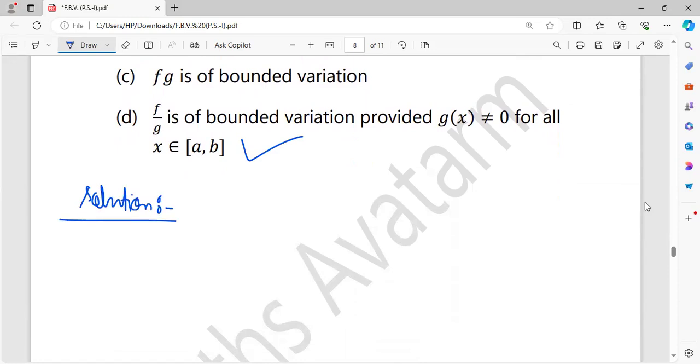You take this function f(x) is equal to 1 on [0, 1]. That is a function of bounded variation because it is a constant function.